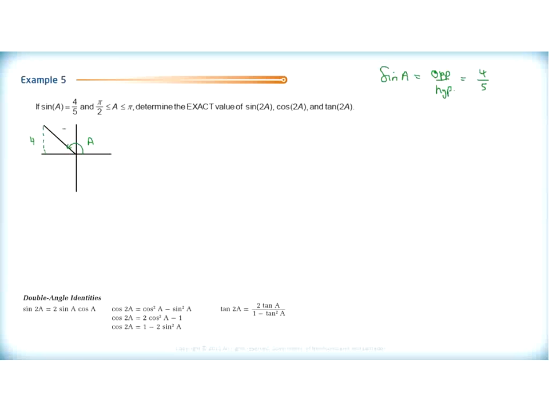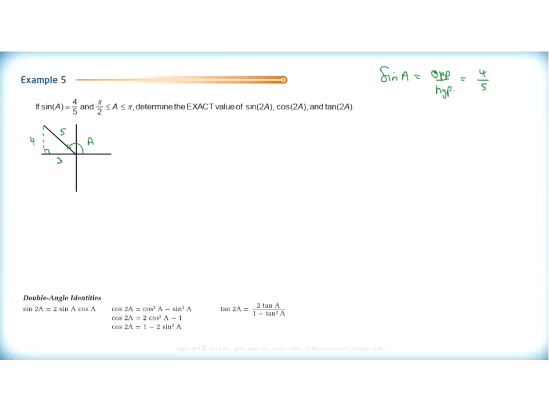Opposite side is 4, the hypotenuse is 5. The adjacent side you should recognize immediately as being 3. If you don't recognize that, of course, you can use the Pythagorean theorem to determine the adjacent side. Right? x squared plus 4 squared equals 5 squared. Solve for x, you'll get 3. Most of you should recognize the 3, 4, 5 triangle at this point.